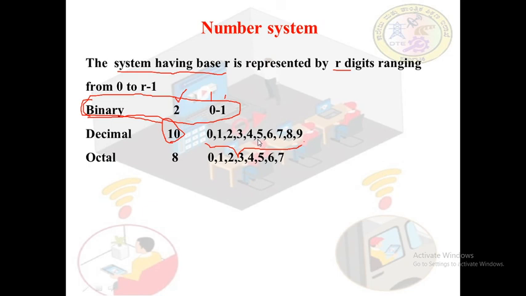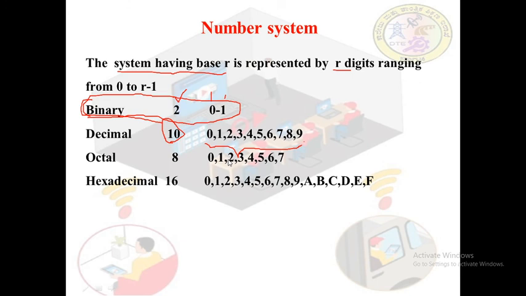Next we have the octal number system having base 8, and it must be represented by 8 digits ranging from 0 to R minus 1. R here is 8, that is the base. 8 minus 1 is 7. So the digits range from 0 to 7, totally 8 digits.